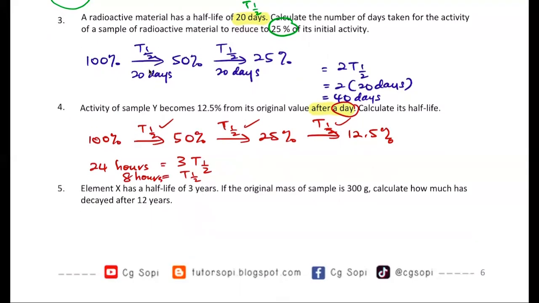All right. Okay, question number 5, last one. Element X has a half-life of 3 years. If the original mass of sample is 300 grams, calculate how much has decayed after 12 years. How much has decayed? Okay, you read the questions carefully. How much has decayed after 12 years? How much? So what will be the answer for that one?